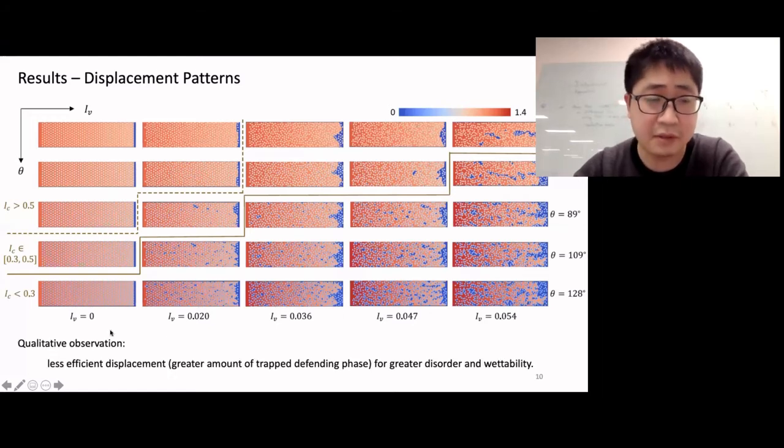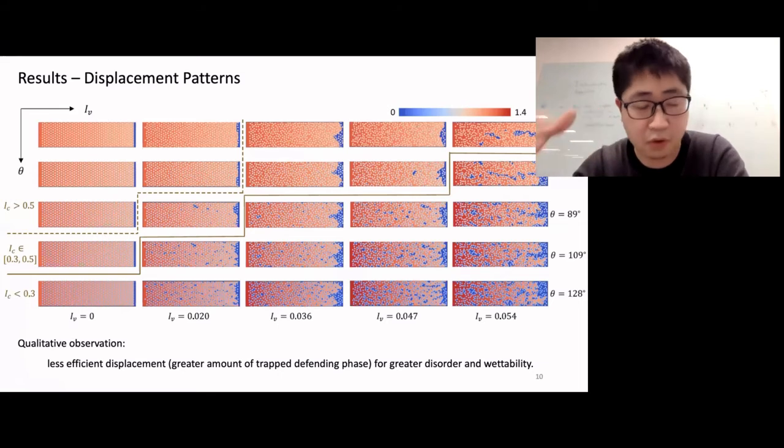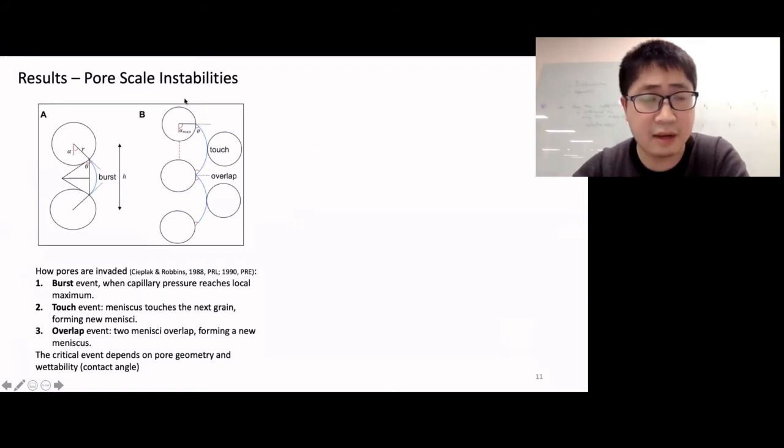So the qualitative observation here is that the overall displacement efficiency, which is a measure of the proportion of defending phase that can be displaced out of the domain, is less efficient for greater disorder and wettability. And to analyze this problem, we can move into the pore scale. We look at how the local pore, which is the space between the grains, is invaded by the invading phase.